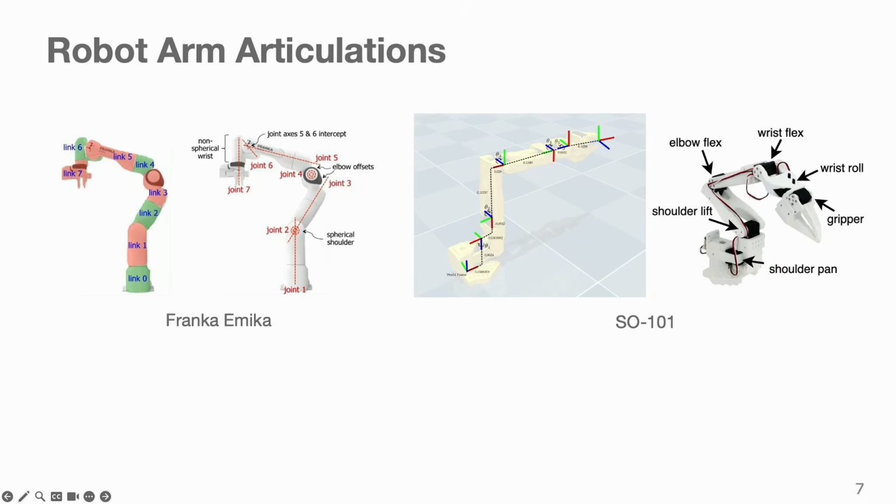Looking at robot arm articulations, here is how this might look for the Franka, a 7 degrees of freedom, very popular robot arm, as well as the SO-101. This is a robot that you will be using in the group projects later on. And you will see that, despite the right one being a much simpler robot, in principle, the definition is very similar. So mathematically, it's pretty much identical.